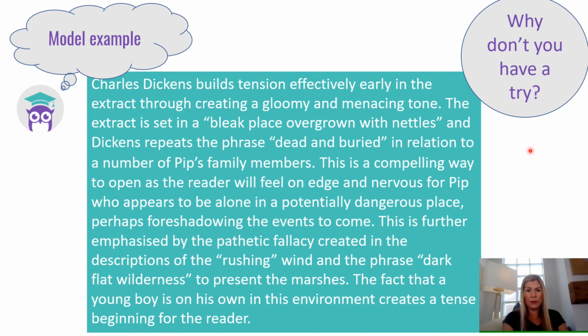This is a compelling way to open, as the reader will feel on edge and nervous for Pip, who appears to be alone in a potentially dangerous place, perhaps foreshadowing the events to come. This is further emphasised by the pathetic fallacy created in the descriptions of the rushing wind and the phrase dark, flat wilderness to present the marshes. The fact that a young boy is on his own in this environment creates a tense beginning for the reader. Okay, so it's really straightforward. It's actually quite easy to do. You've just got to make sure that you're confident and have that range, which is where using Spite should help you.